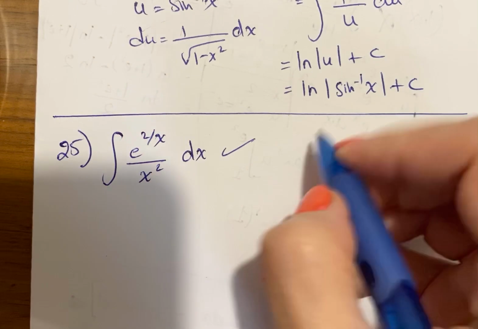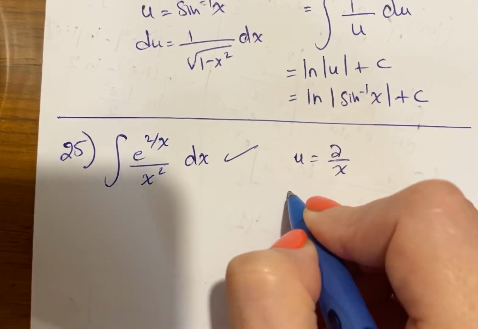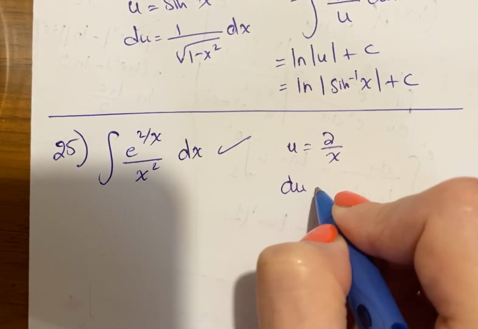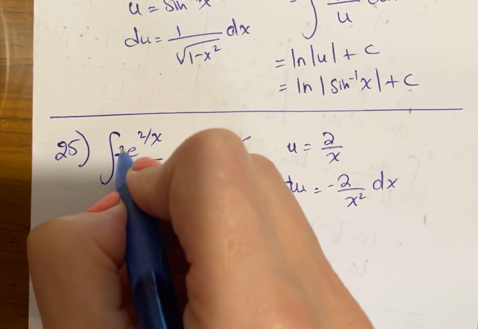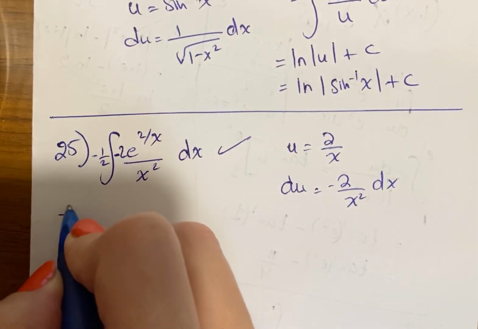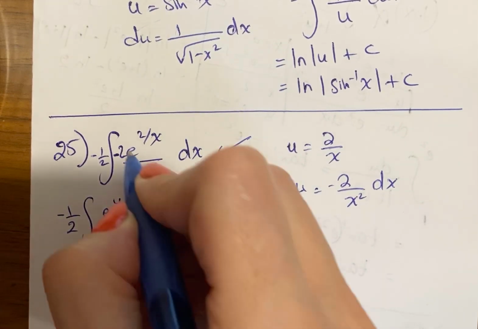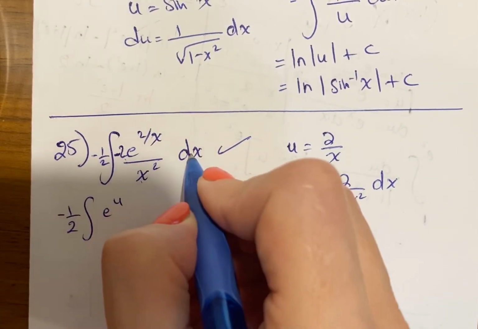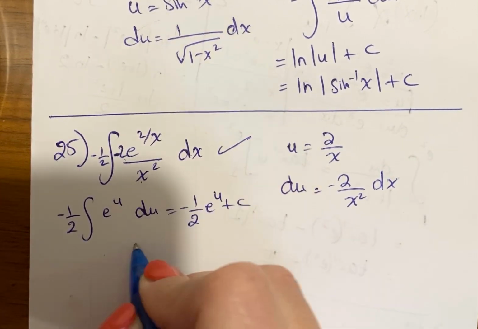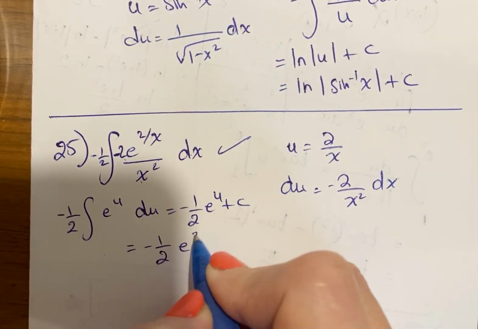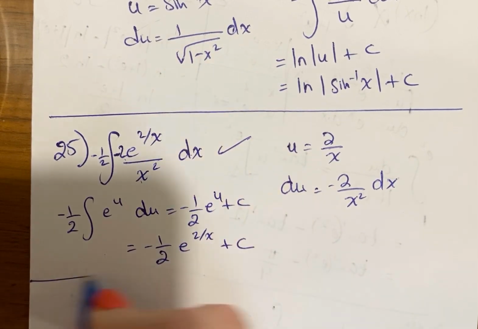We solved this already. If u is 2 over x, du will be minus 2 over x squared. So minus 2, minus half becomes minus half e to the u. Minus 2 over x squared dx is du. So this is minus half e to the u plus c. So it's minus half e to the 2 over x plus c.